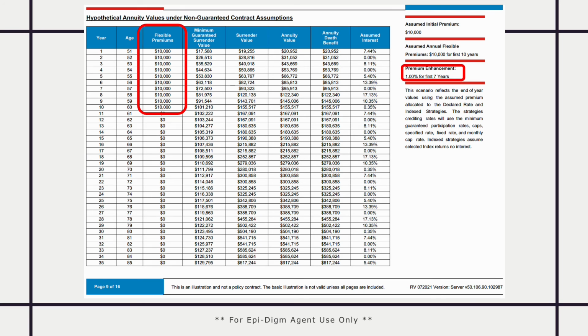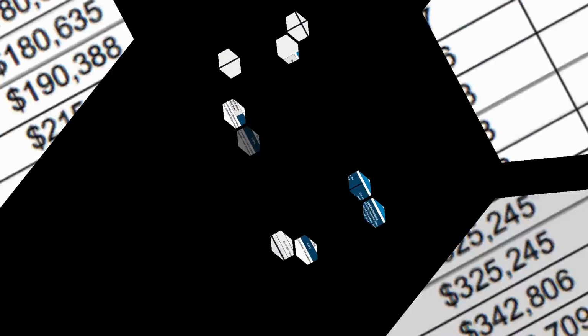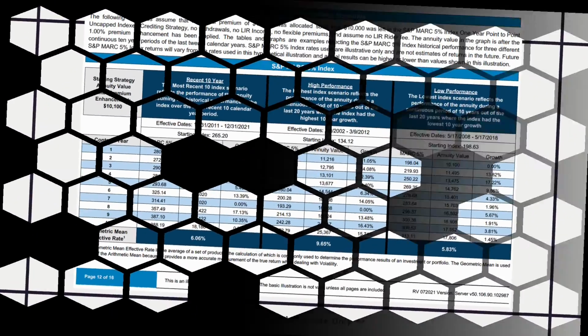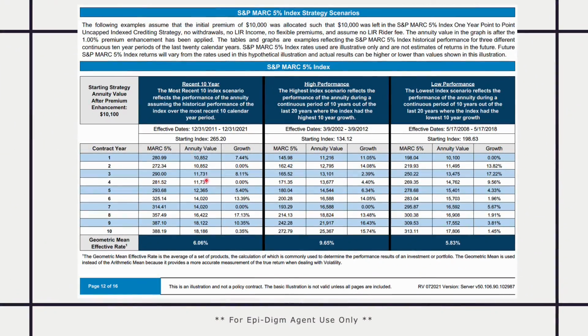This product, we're looking at the recent 10 years, annual rate of return of 6.06% average. Highest performance over 10 years, 9.65%. The lowest performance, 5.83% per year. Very, very impressive.